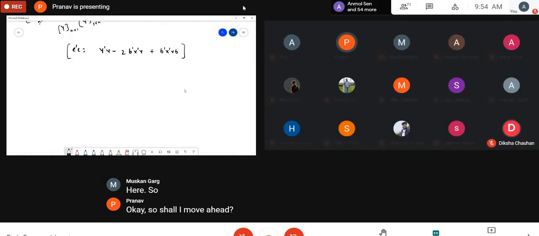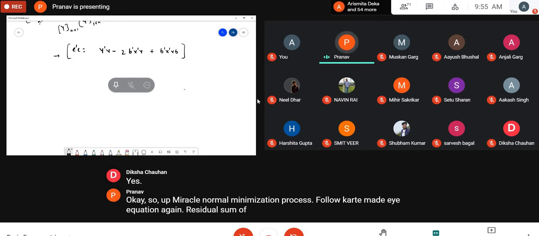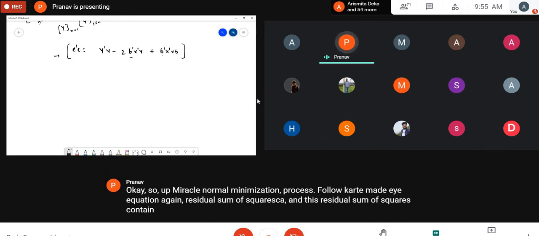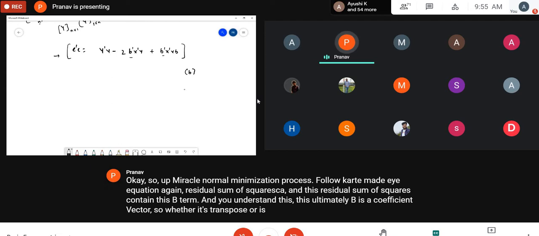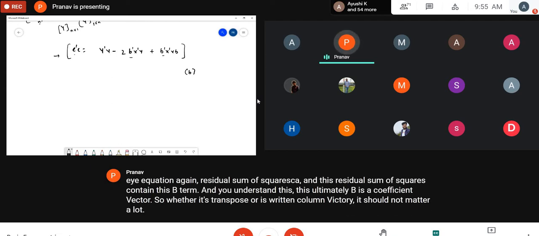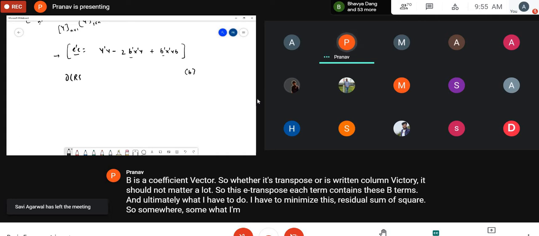Yes, sir. Okay, so now, as we follow the normal minimization process, I have an equation for the residual sum of squares, and this residual sum of squares contains this B term. You understand that ultimately B is a coefficient vector, so whether it is written as a transpose or a column vector should not matter a lot. So this E transpose E term contains these B terms, and ultimately I have to minimize this residual sum of squares. So I'm talking about del of RSS with respect to del of B, right?